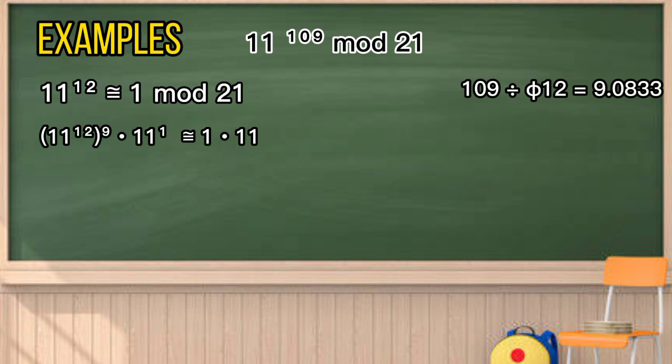Okay, so 11 raised to 12 raised to 9 times 11 raised to 1 is congruent to 1 times 11, since 11 raised to 12 is congruent to 1 and 11 raised to 1 is equal to 11. So 1 times 11 is equal to 11 modulo 21, which is the remainder of 11 raised to 109 modulo 21.